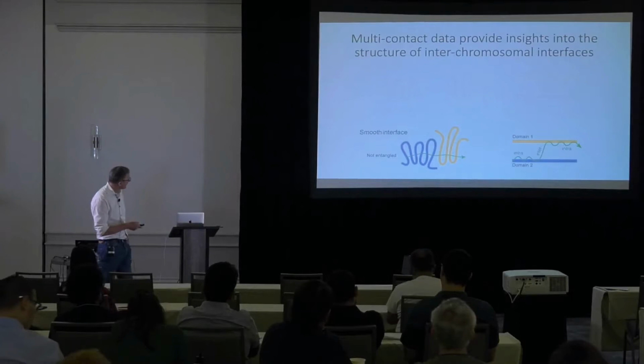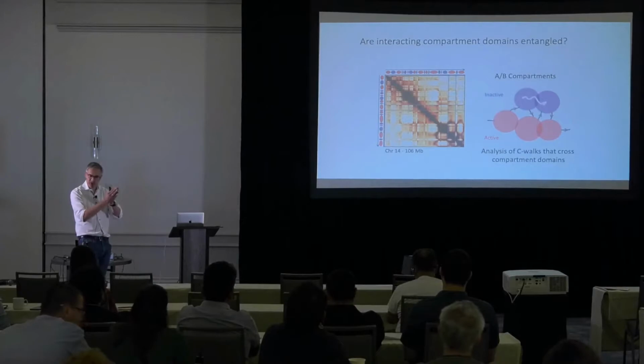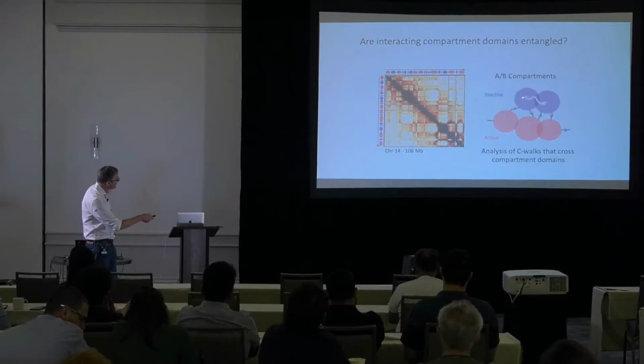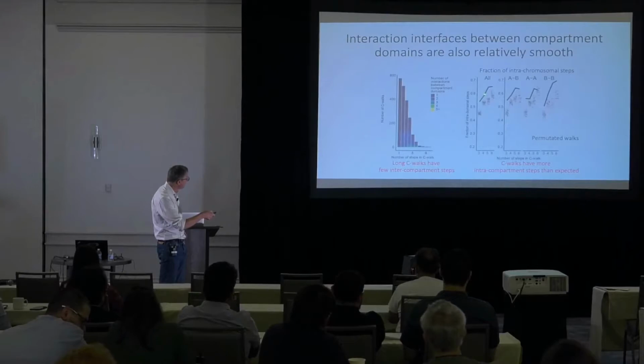Okay, we can look inside one chromosome, and the Hi-C map tells us there are these domains, A domains and B domains, that interact in three-dimensional space. When they do, do they become mingled with each other, or do they just touch each other? We can do the same thing. We can take a C-walk that starts in one compartment domain and crosses over to the other one. What does the data look like? Just to summarize, it looks exactly the same. You have way more steps within one domain and a few steps between the domains than you would expect by permutation.